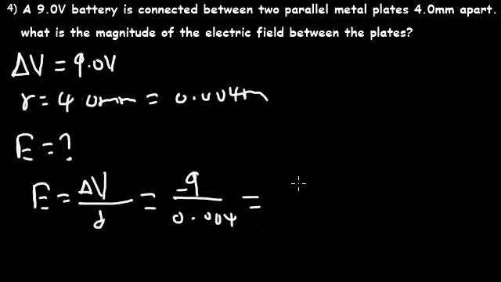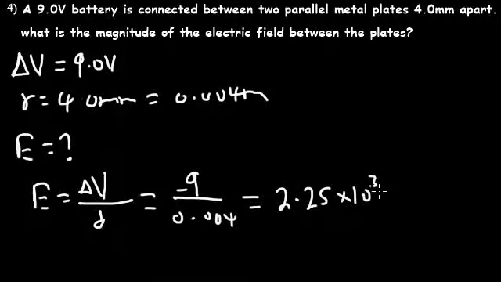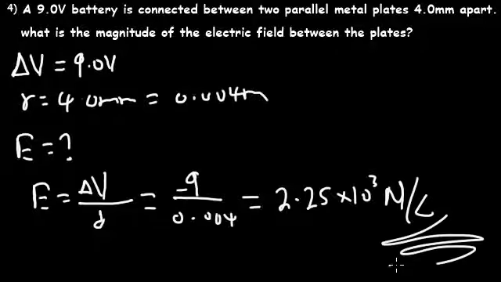And if we divide this using our calculator, 9 divided by 0.004, we got 2,250, which is the same as 2.25 times 10 to the power of 3. Electric field is measured in newton per coulomb. And that's our solution to example number 4.